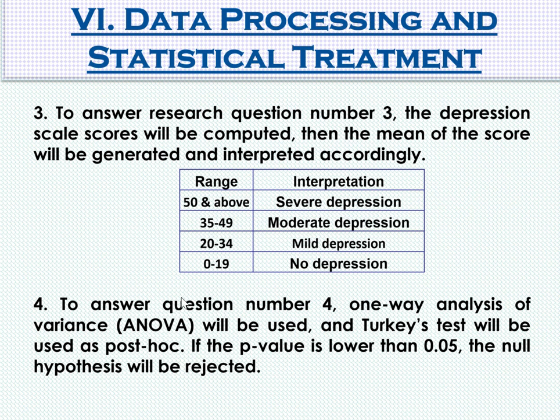Okay, and then to answer question number 4, one-way analysis of variance or ANOVA will be used. The Tukey test will be used as post hoc. If the p-value is lower than 0.05, then the hypothesis will be rejected. So yan yung mga example na you can include in this section.